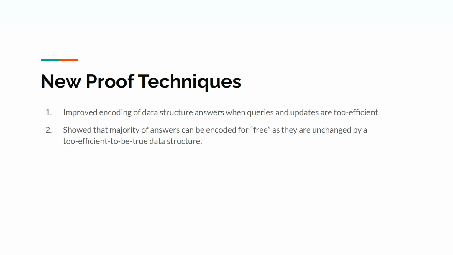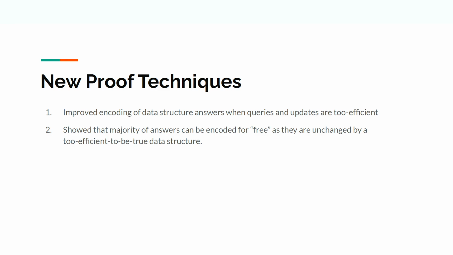All right. So the main new proof technique we use: most of these lower bounds end up showing that when you encode a data structure, you're trying to find an encoding of the database that is impossible when queries and updates are too efficient. In particular, the new core technique we've proven here is that the majority of answers to queries can be encoded for free, as long as you're assuming a data structure is too efficient to be true.